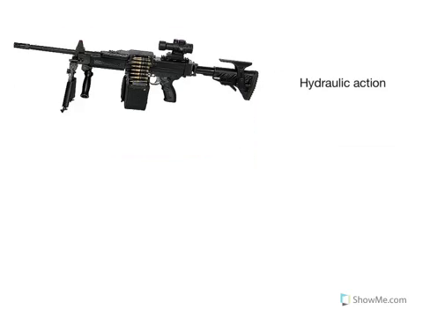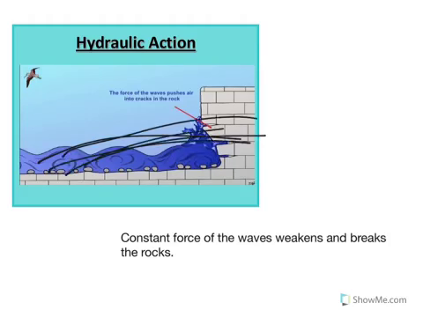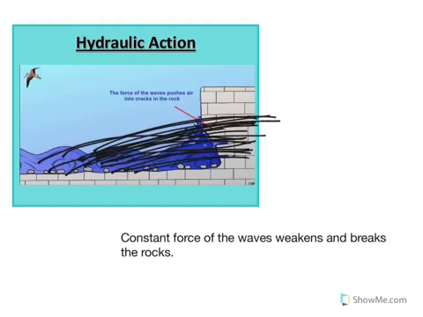Hydraulic action. Got a picture of a machine gun here because it constantly happens. So like a machine gun, it's just fire, fire, fire, and it never stops. So hydraulic action there, the constant force of the wave weakens and breaks the rock because the waves are just coming constantly, they don't stop. And eventually, just like if someone was punching you in the face over and over again, you would be battered and fall to bits. This is what happens to the coastline.